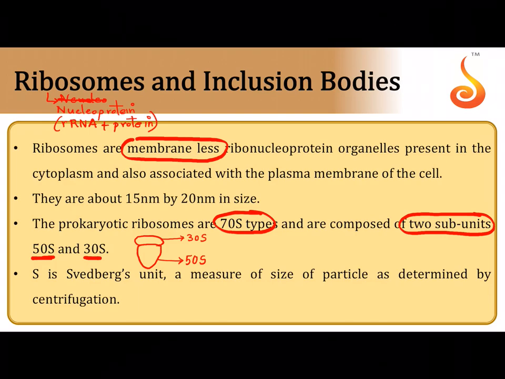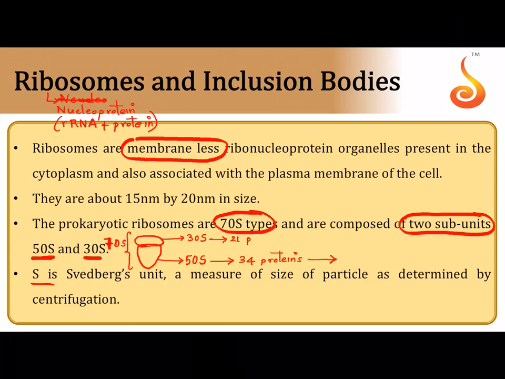Note that the values are not additive. 50 plus 30 is not 70. Then why is it called 70S? S is called the Svedberg unit, which is a measure of its density, how quickly the particle settles once you centrifuge it. The values are not additive. So basically the 50S subunit has 34 different proteins in it. The 30S subunit has 21 different proteins in it.